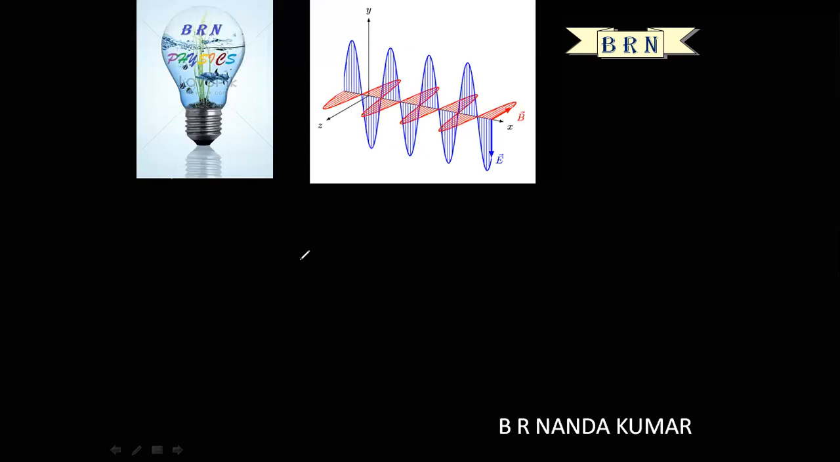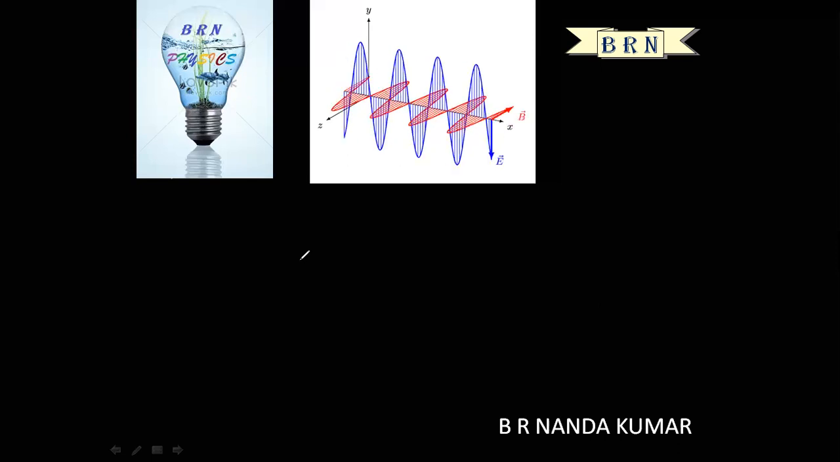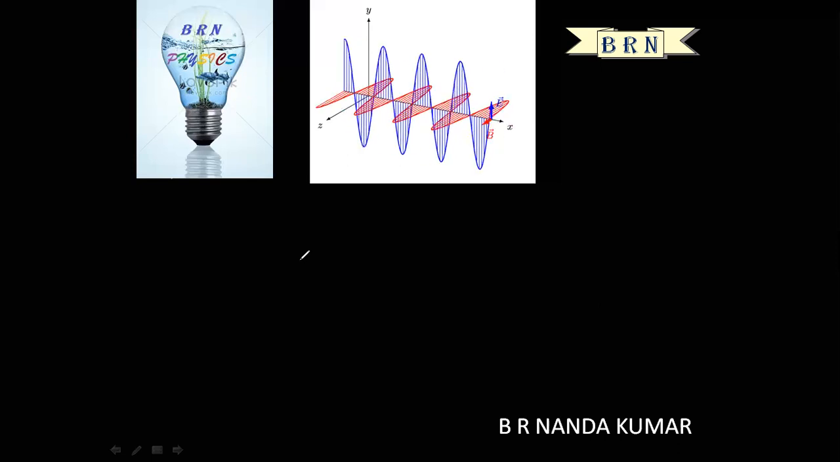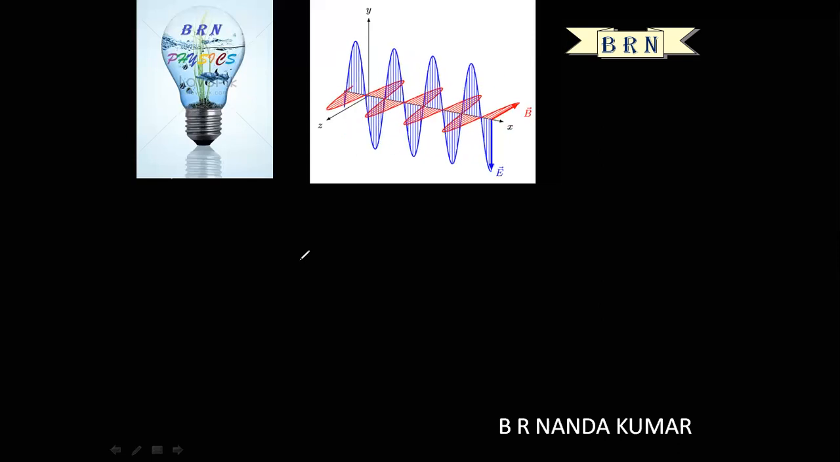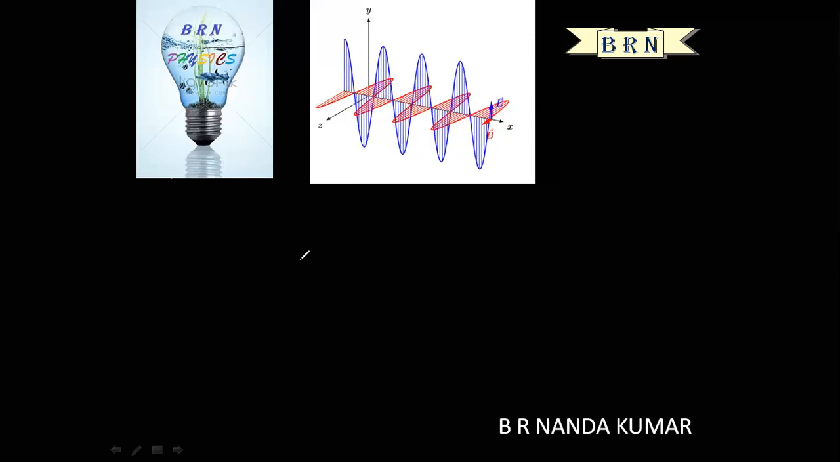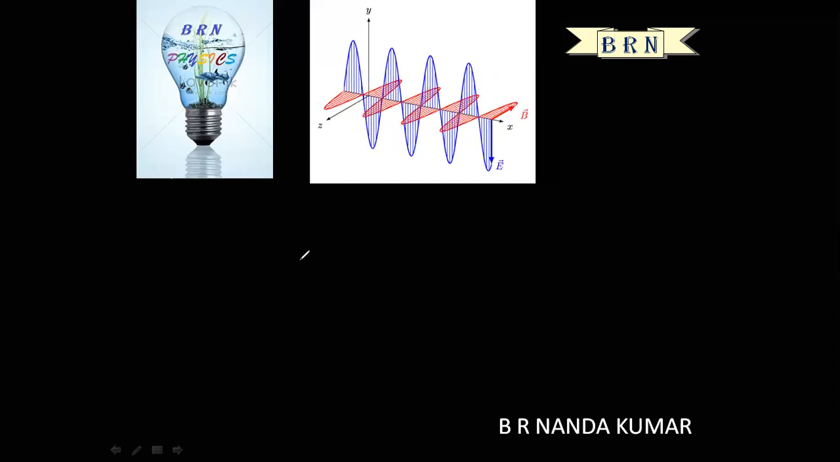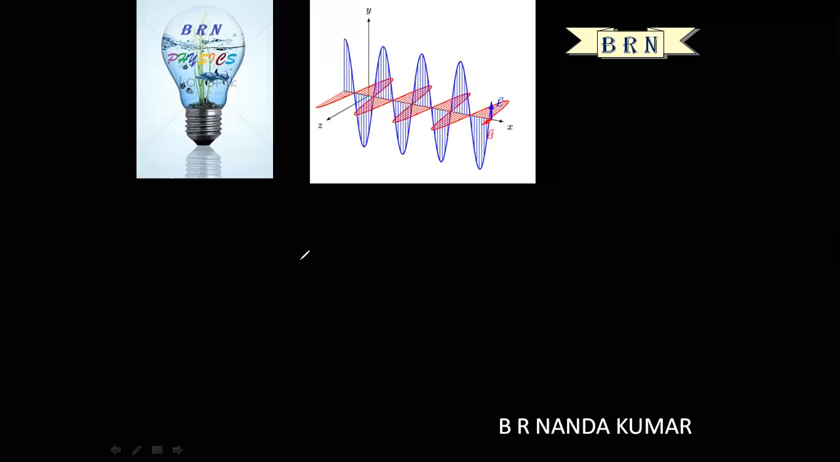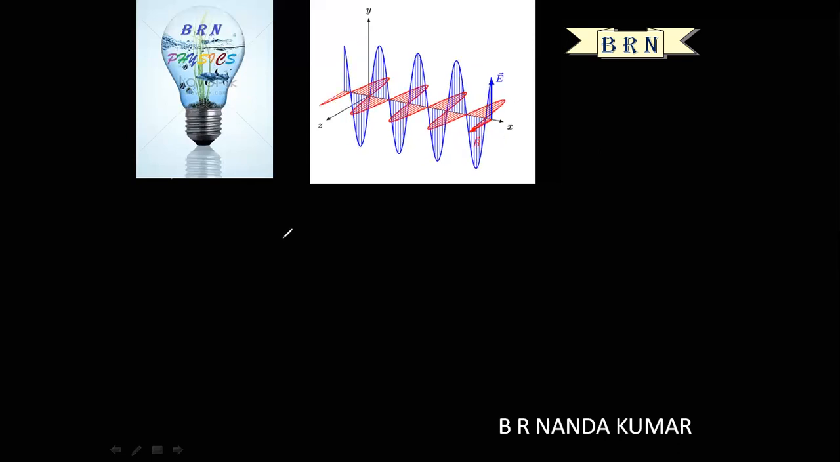So what are the contributions of Hertz to electromagnetic wave theory? Hertz confirmed the existence of electromagnetic waves. He produced stationary electromagnetic waves using v = fλ. He found that the speed of electromagnetic waves is the same as the speed of light. So, who proposed electromagnetic wave theory? Maxwell, right? Maxwell proposed electromagnetic wave theory.